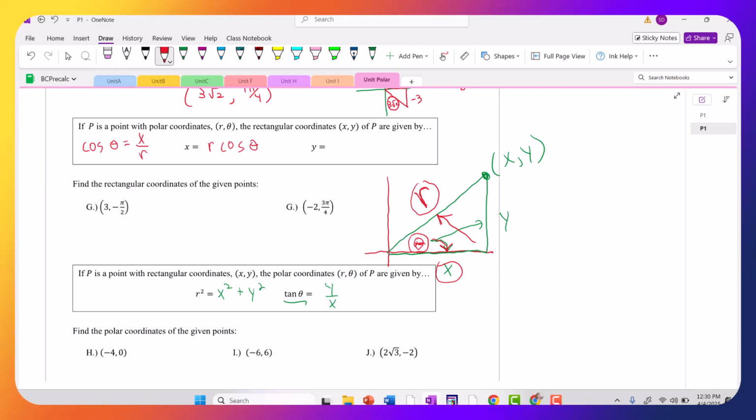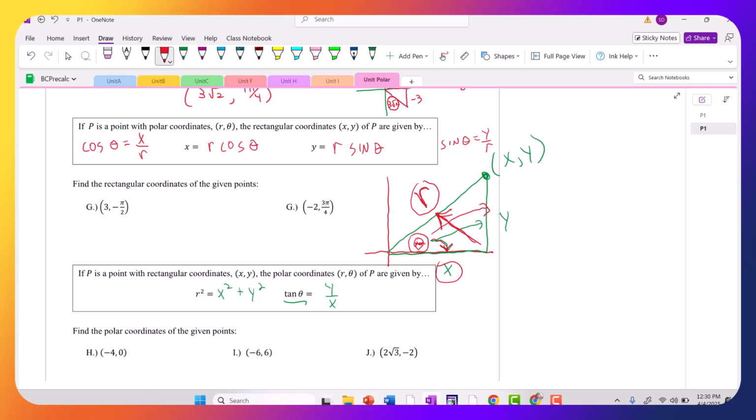And then we're going to do it again. What side is this? Opposite. And then what side is this? Adjacent. So this is sine. Sine theta is equal to Y over R, and then multiply both sides by R. Okay, so that's how you use these formulas to toggle between rectangular and polar, and polar to rectangular.